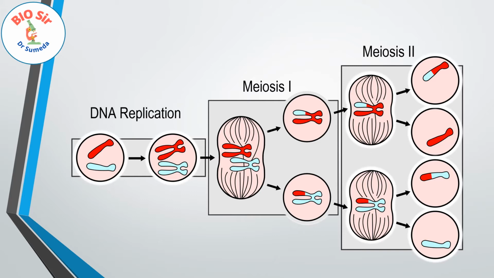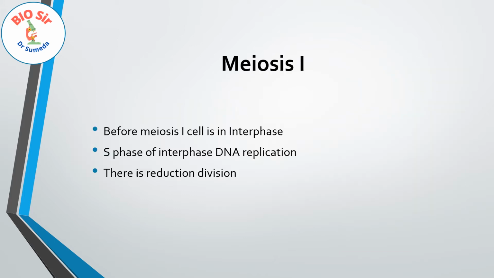So let's discuss this process. Meiosis 1. Before meiosis 1, the cell is in interphase. We know that in the S phase of the interphase, DNA replication happens, and meiosis 1 is a reduction division.